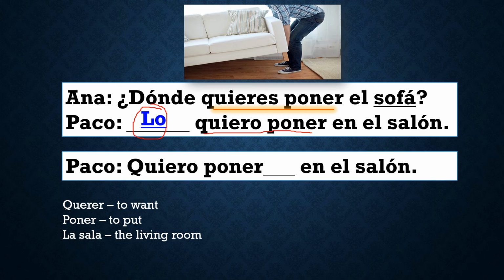But we have another option too, right? Our second option, segunda opción, is to put the direct object pronoun after the entire verb phrase. Quiero ponerlo en el salón. And this forms all one word. We just stick the pronoun right to the end of the verb. Quiero ponerlo en el salón. So we have two options and both are correct ways to answer this question.